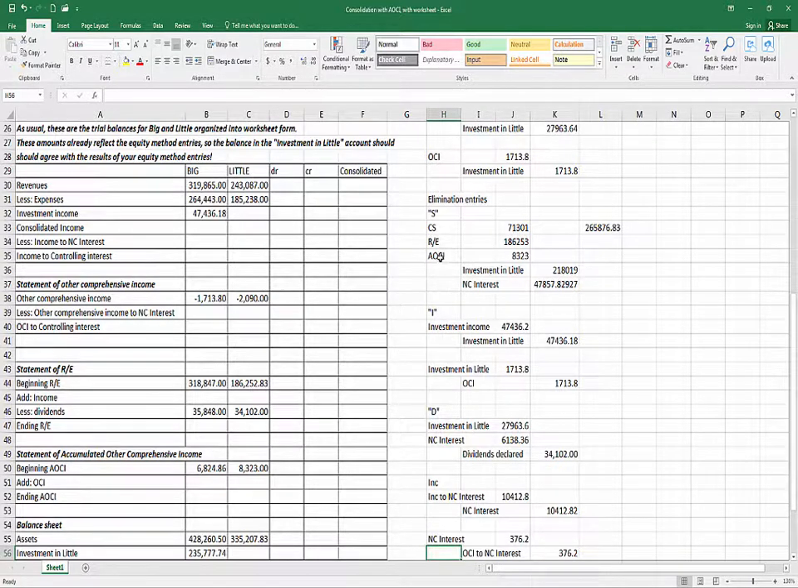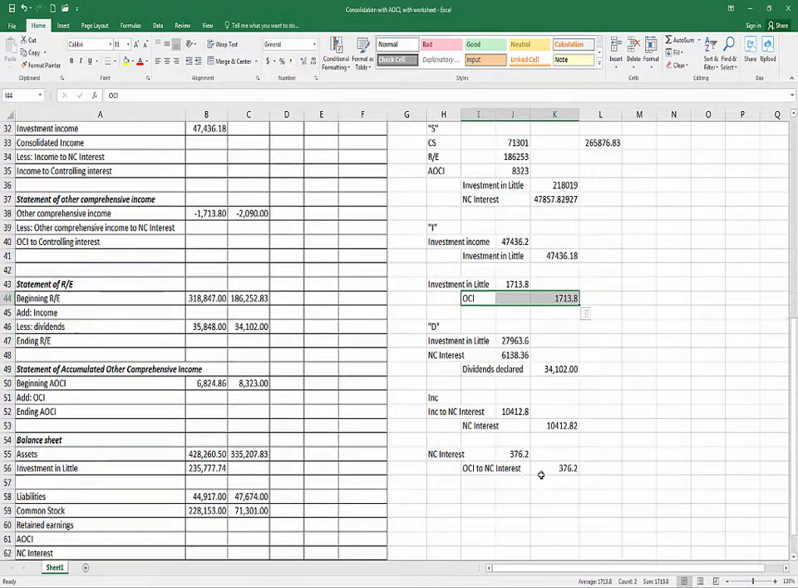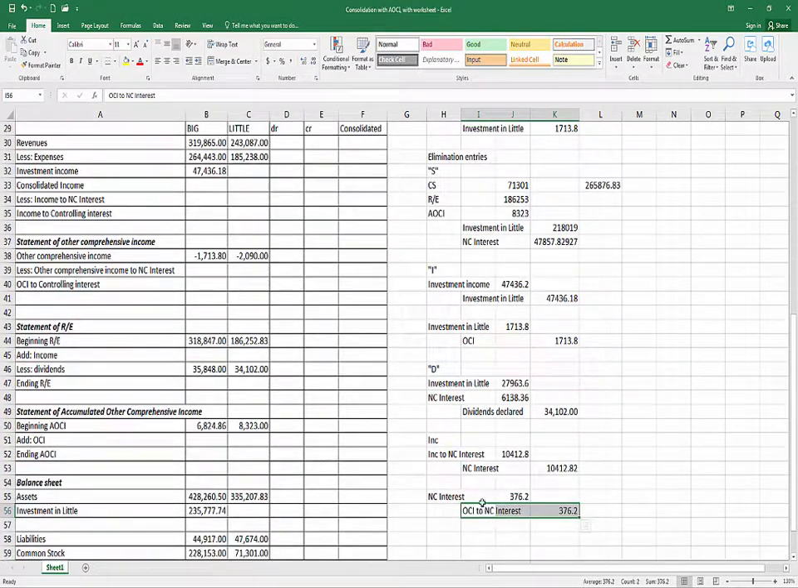The only things new are we have this AOCI to deal with, we have the OCI to deal with, and we have the OCI to the non-controlling interest. Again, the OCI to the non-controlling interest is analogous to the income to the non-controlling interest, but it's in the different income statement. It's in the statement of other comprehensive income. Okay, so let's go ahead and post this good stuff.